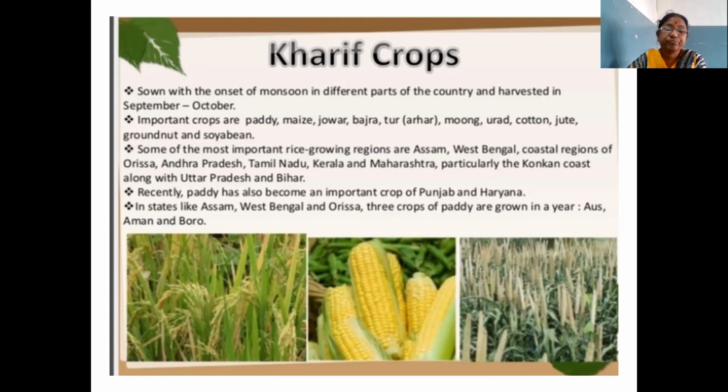And we should be happy to know that the same crop of rice is grown as three crops of paddy in the states of West Bengal, Assam, and Orissa. And these three crop seasons of paddy are called Aus, Aman, and Boro.